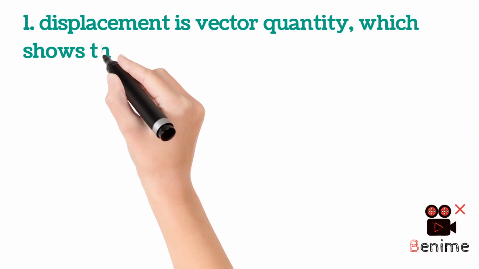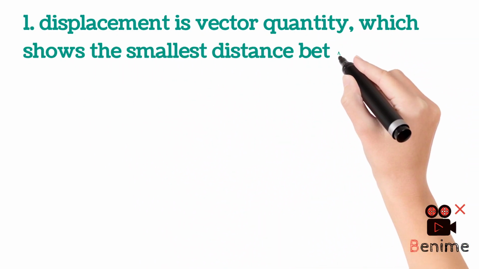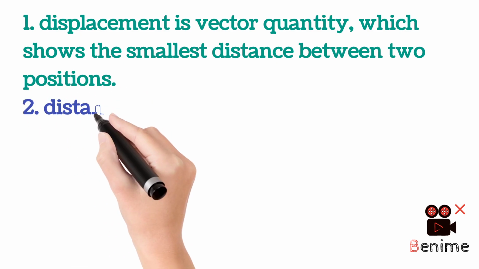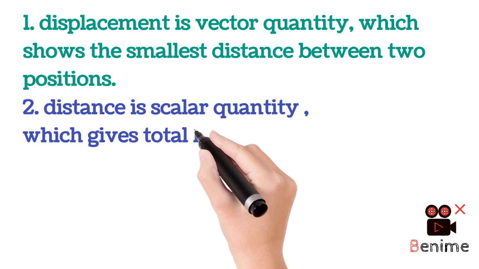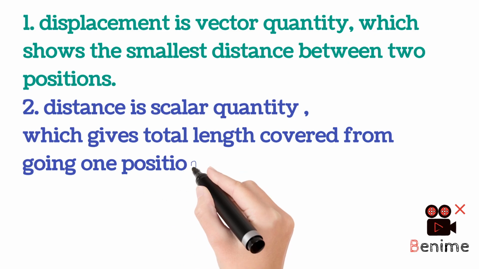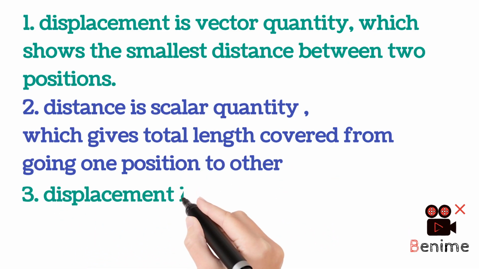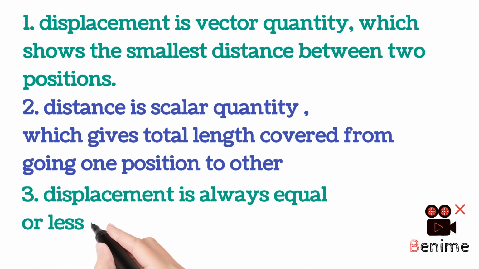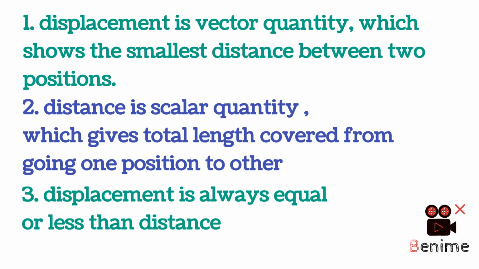Displacement is always a vector quantity, so we are always concerned with the direction in which an object is displaced. Whereas distance is a scalar quantity, so magnitude is only required to explain distance.